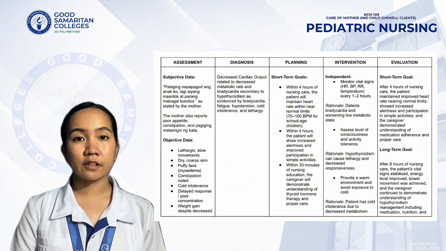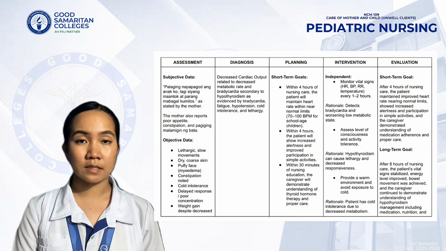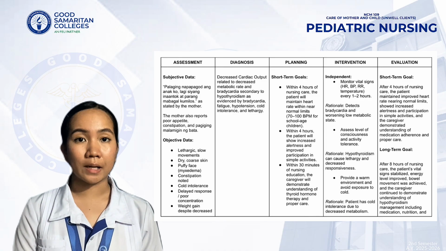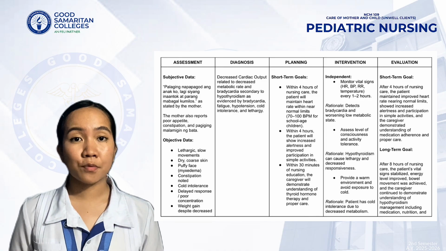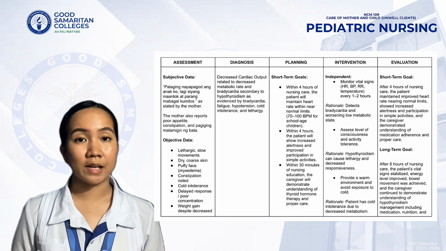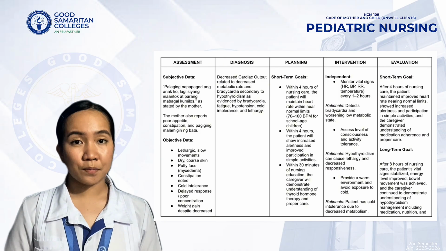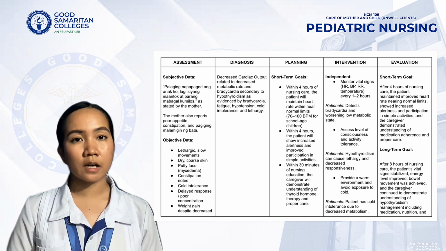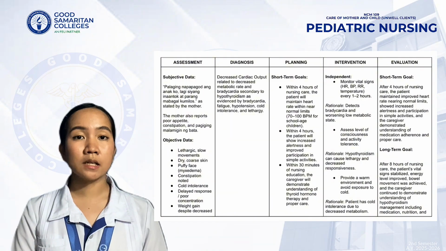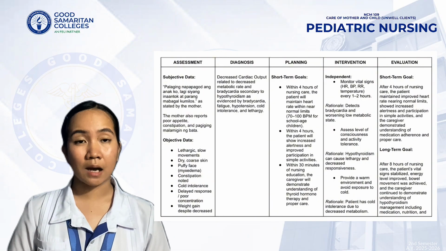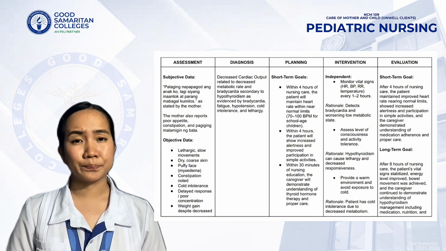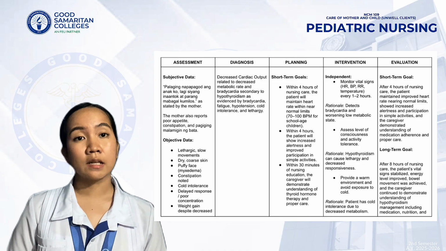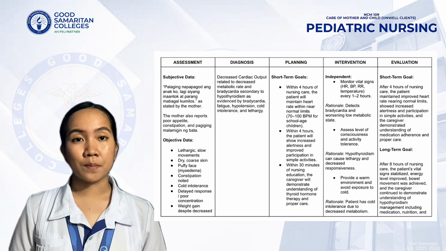So based on the data gathered, our nursing diagnosis is decreased cardiac output related to decreased metabolic rate and bradycardia, secondary to hypothyroidism as evidenced by bradycardia, fatigue, hypotension, cold intolerance, and lethargy. So for simple clarification po, ibig sabihin nito dahil mabagal ang metabolism ng katawan, bumabagal din po ang trabaho ng puso kaya naapektuhan po ang pag-circulate ng dugo ni patient.